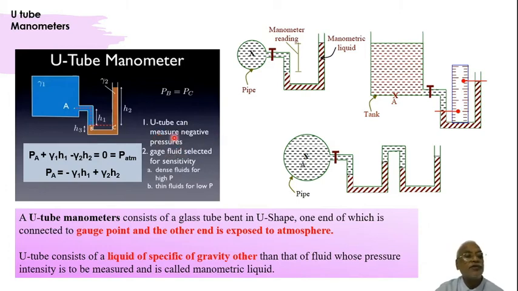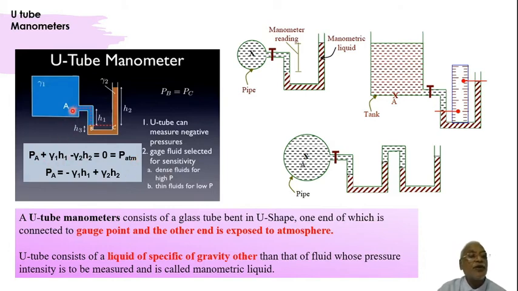That is a point. Okay, a U-tube can also measure negative pressures. Fine. Now gauge fluid selected means manometric liquid. Gauge fluid is selected for sensitivity. It will be dense fluids for high pressure, and thin fluids for lower pressures. Now how the equation is written, we'll just go through.